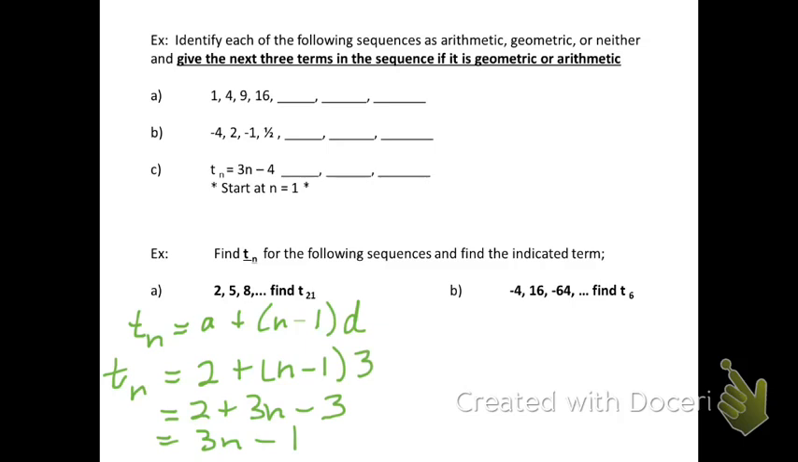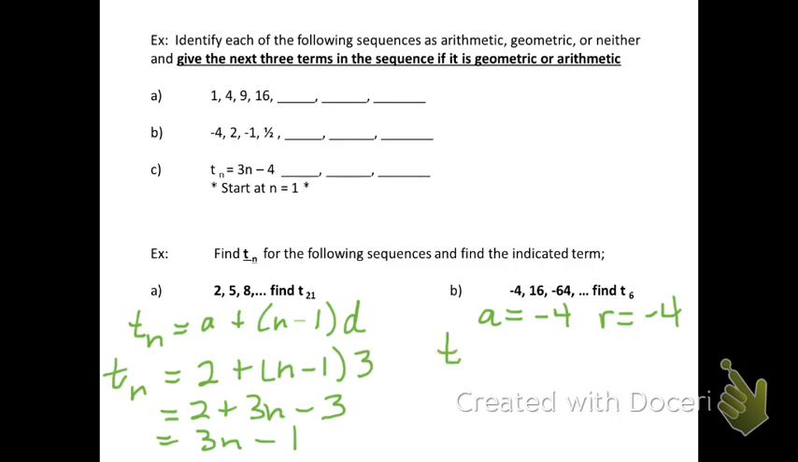The next one here, we're starting at negative 4, ending up with positive 16, and then from 16 to negative 64. You should recognize that we're multiplying by negative 4, so it's geometric, and so we're going to want to use the geometric expression. So our a value here is going to be our starting value, which is negative 4, and then r, the rate that we're going up by, is negative 4, because the sign is alternating.